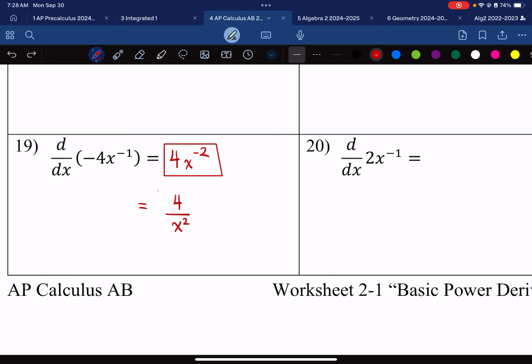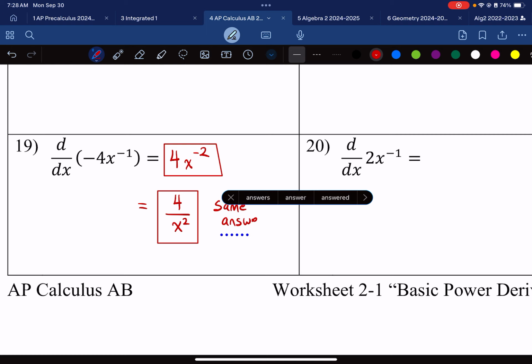Oh, that was a terrible box. I'm doing it because you guys need to see that those are also the same form. And I'll write here, same answer, different form.